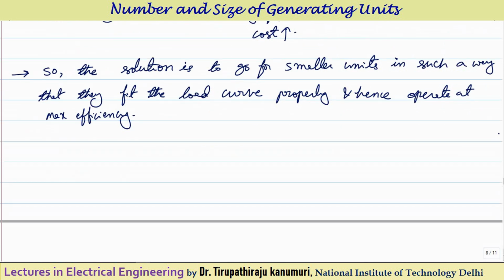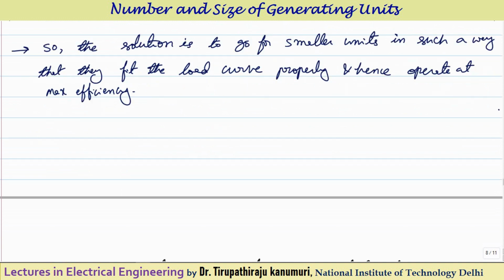So based on these two conclusions, we can tell that the better solution is to go for smaller units in such a way that they fit the load curve properly, and hence they can operate corresponding to maximum efficiency.